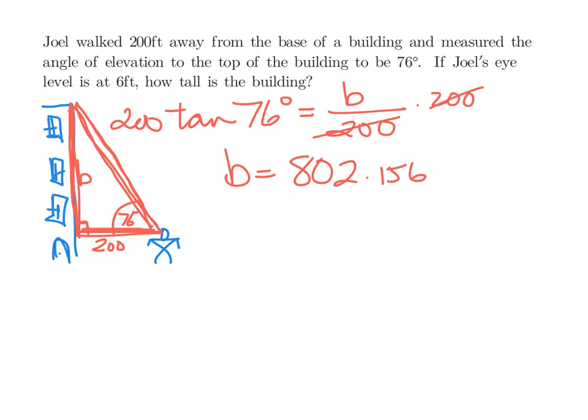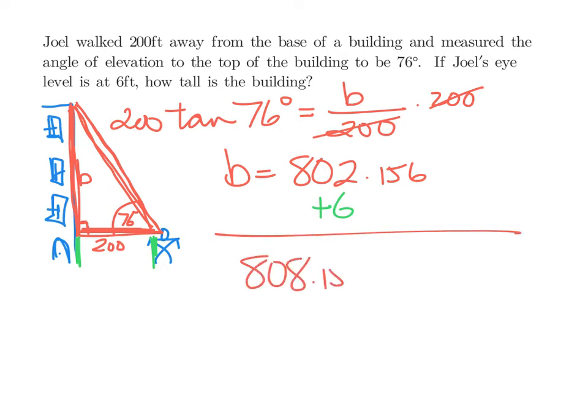They did throw in this extra caveat that Joel's eyes are 6 feet above the ground, which means this height, Joel's eyes, is 6 more feet. So we have to take that answer and add 6 feet to it. So the building is actually 808.156 feet tall.